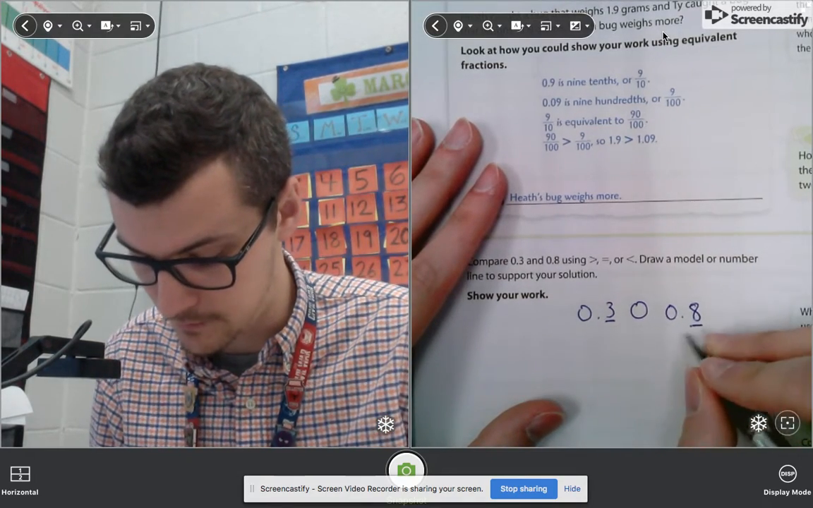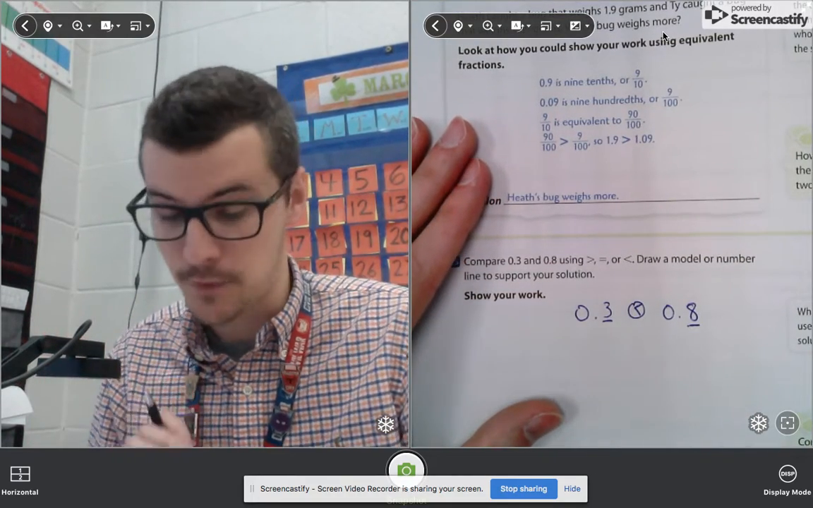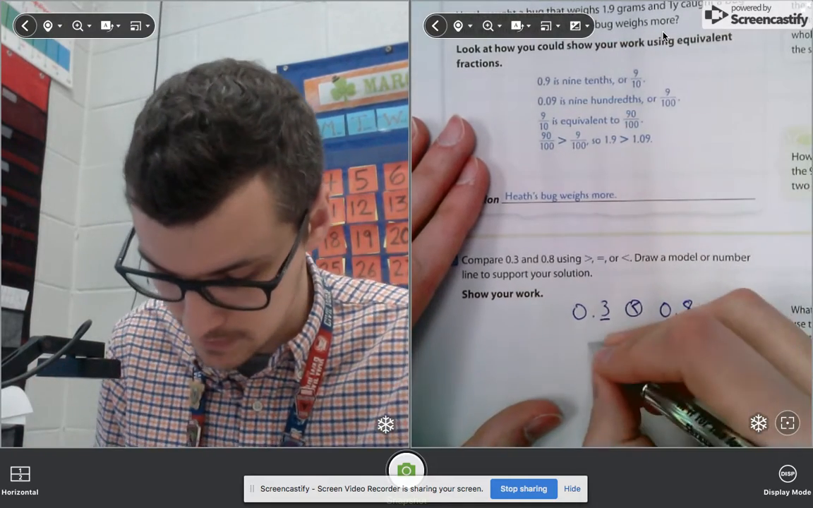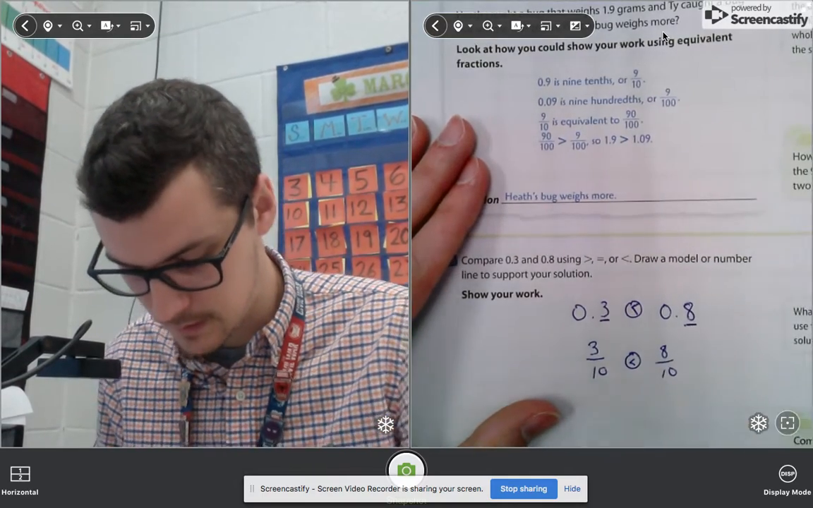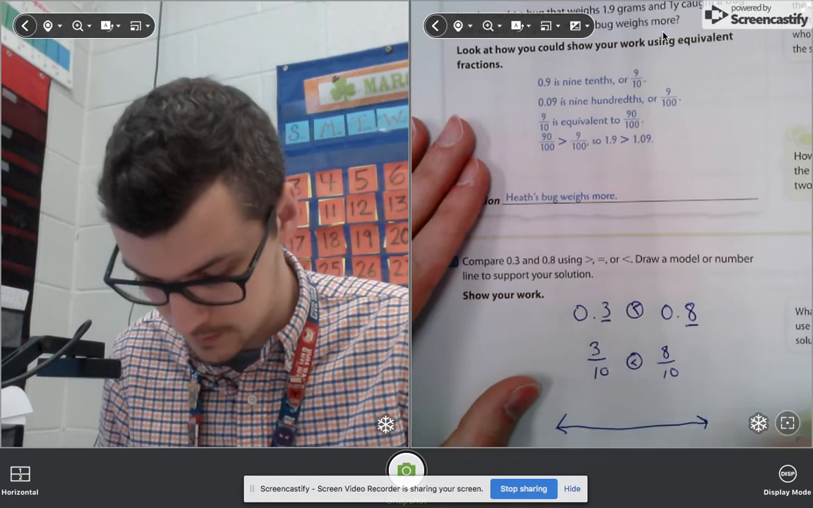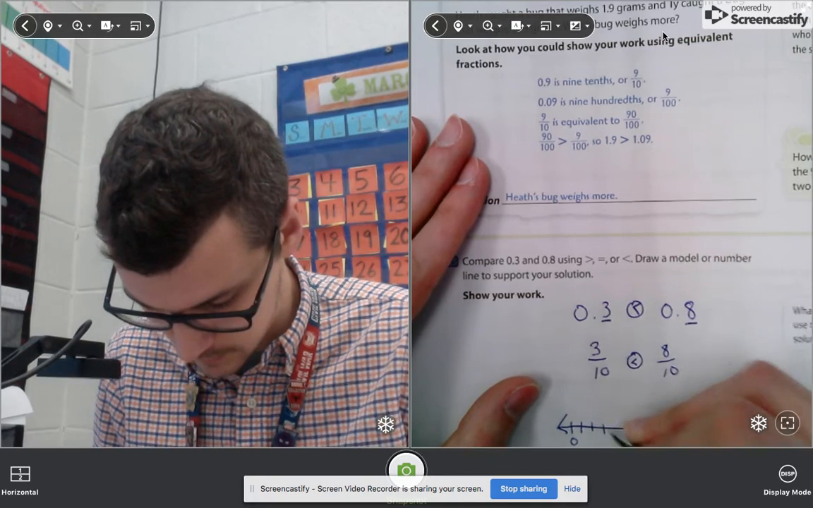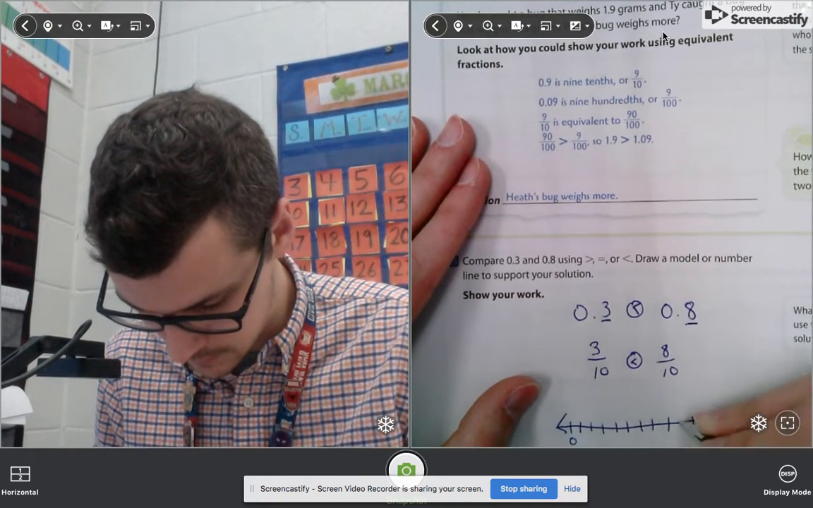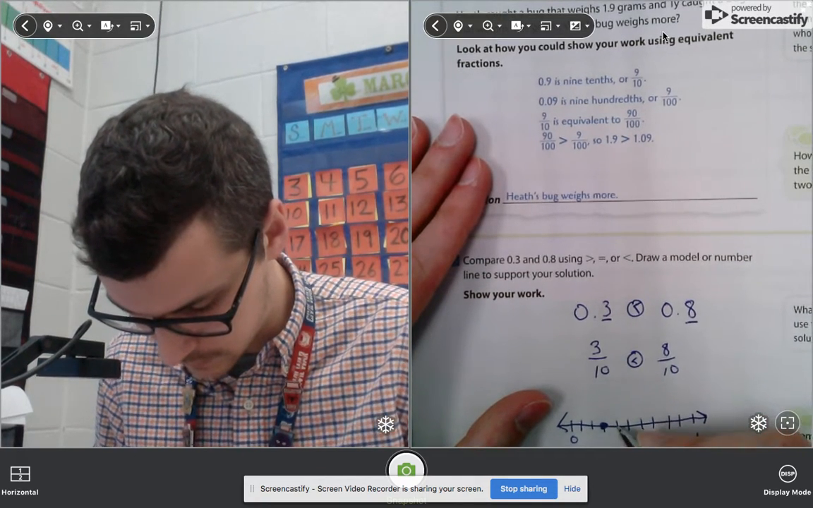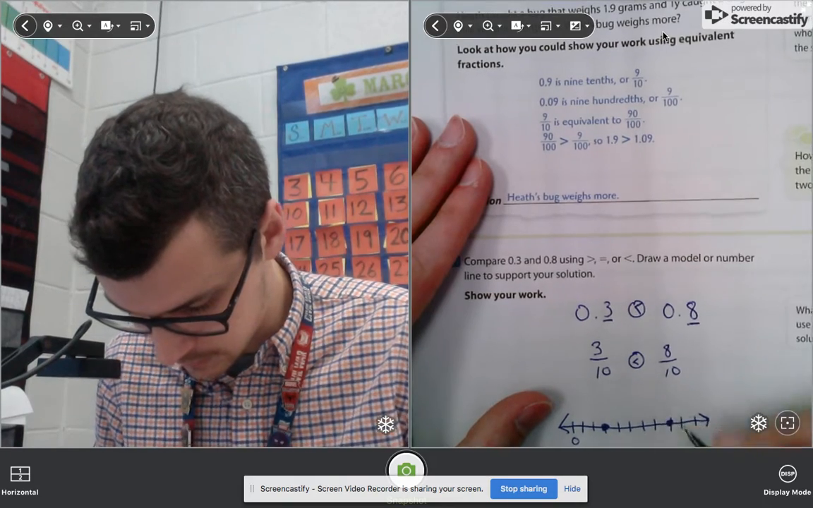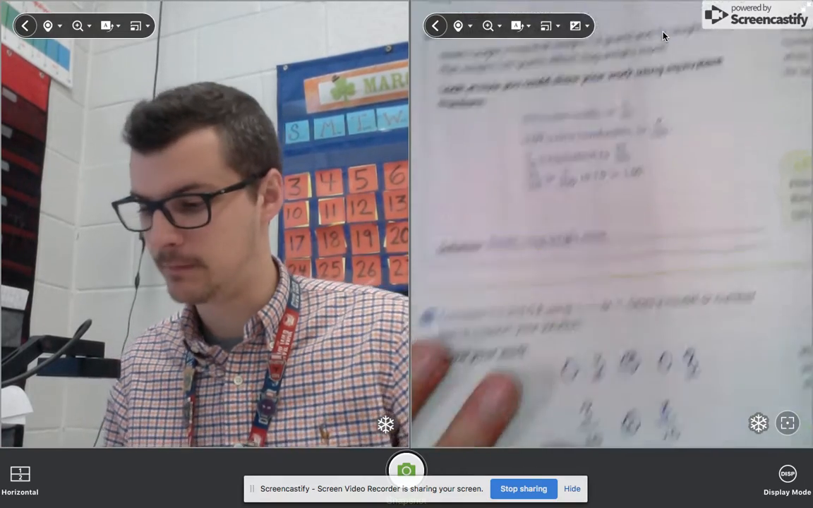So I can easily say that 3/10 is less than 8/10. And if I wrote this as a fraction, I'd have 3/10 is less than 8/10. And on a number line, 0, 1 whole. Okay, so 1/10, 2/10, 3/10... 3/10, 8/10. All right, moving on.